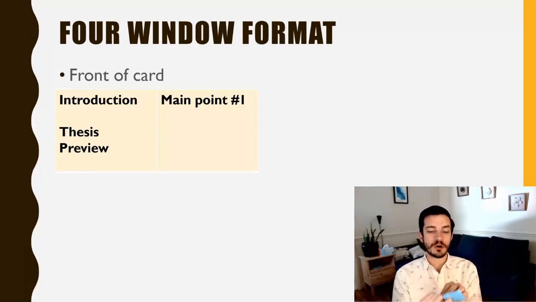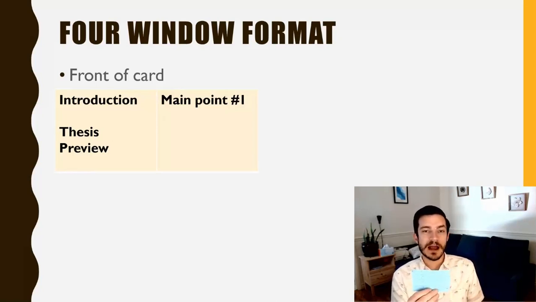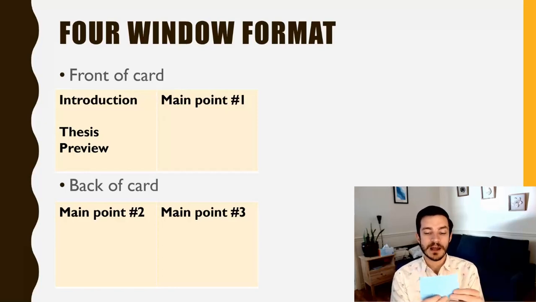Then you'll flip the card over on the reverse in order to write the back side. And the back side will consist of two boxes again. In the first box, you'll write main point number 2, and in the second box, you'll write main point number 3. All of that information should allow you to deliver the speech without a need for additional notes.